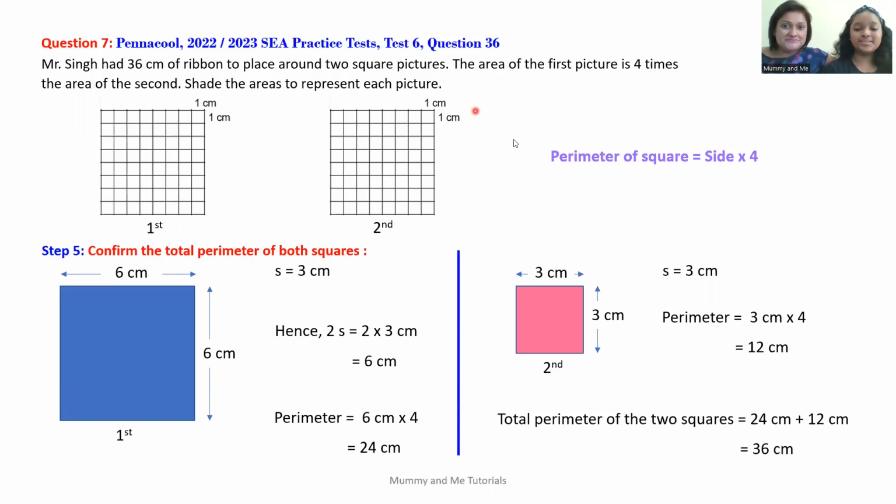Good job. But now we need to confirm the total perimeter of both squares. So the total perimeter of the two squares is equal to 24 centimeters plus 12 centimeters, and we get 36 centimeters. So that's the total perimeter of the two squares. And Mr. Singh did have 36 centimeters of ribbon to place around the two square pictures. So we're correct so far. Once this 36 matches up with this 36, we know we are correct.